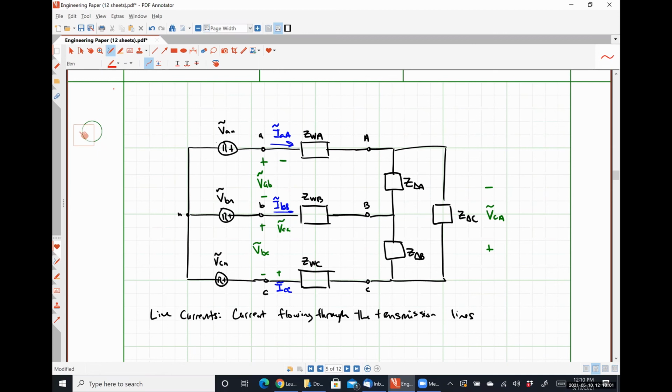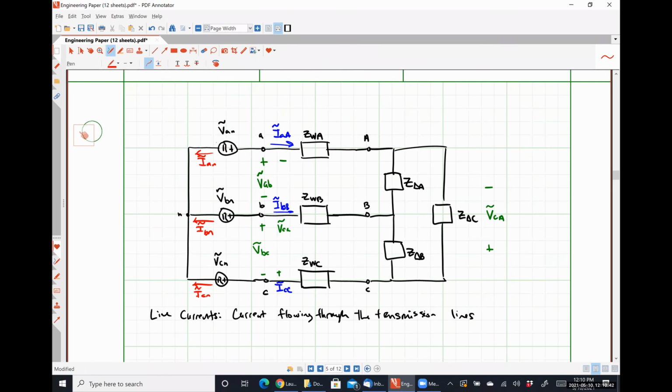So, one of you gentlemen way in the back, tell me what my phase currents are going to be in my source. Okay, so IAN, IBN, ICN, etc. They'd be directed in this direction. What is the relationship between my phase currents in the source and my line currents? They're the exact same thing, they're just opposite of each other.